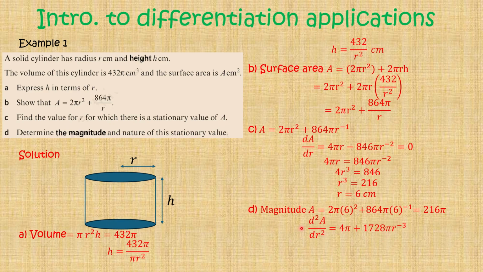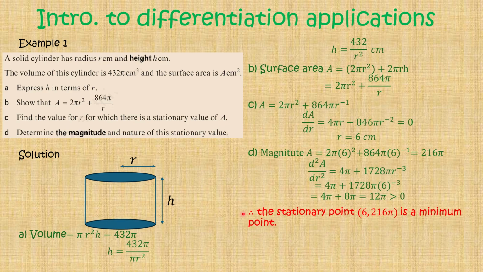Now we know what r is. r is 6, so we just substitute the r with a 6. We simplify further, and we get 4 pi plus 8 pi, which gives us a 12 pi. This is greater than 0, so implying that the stationary point 216 pi is a minimum point. So that answers the first example.